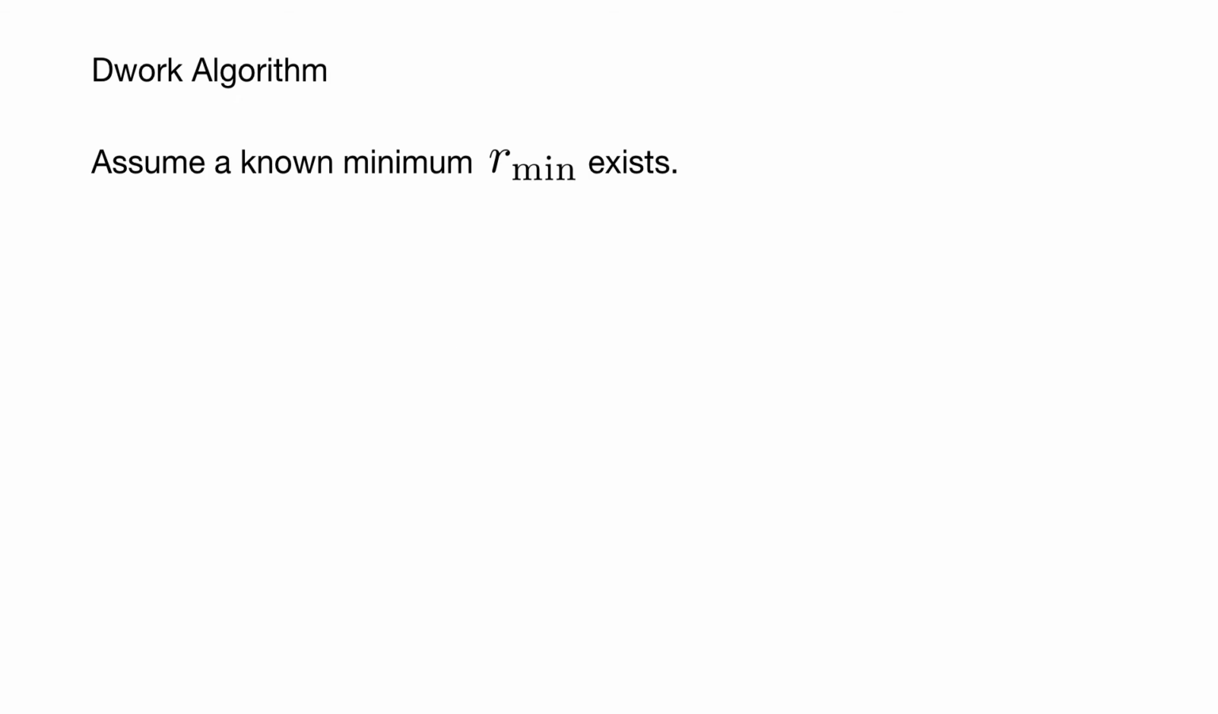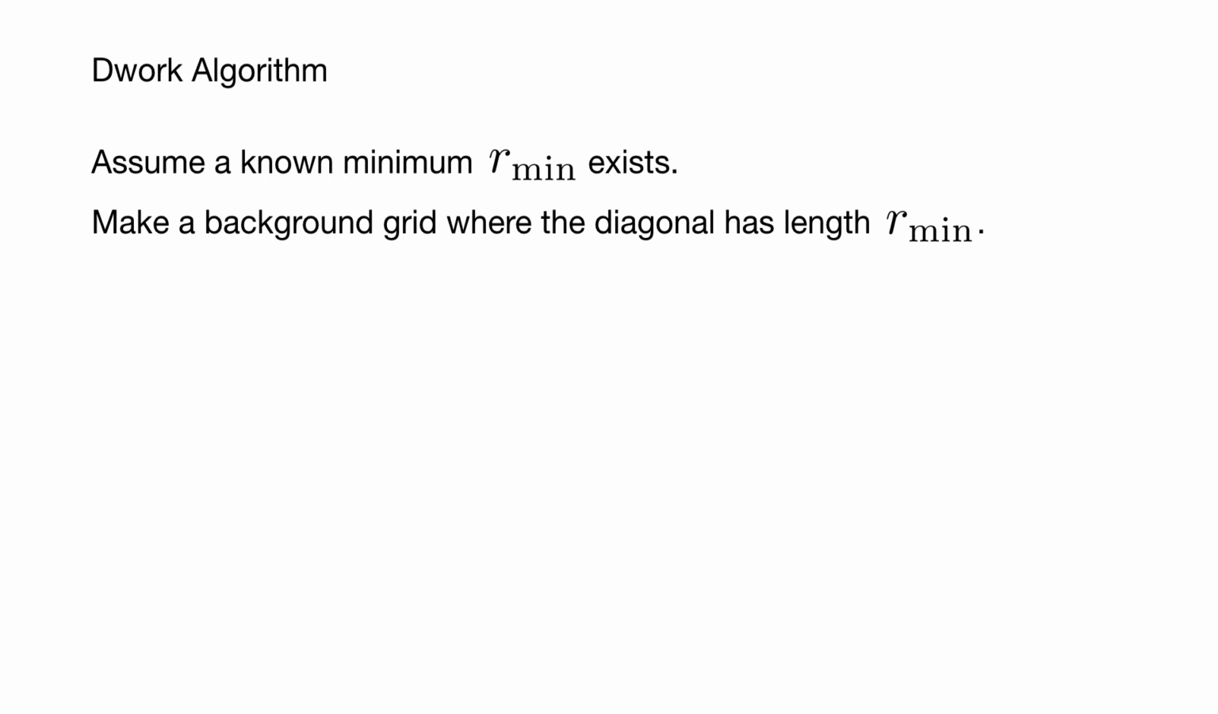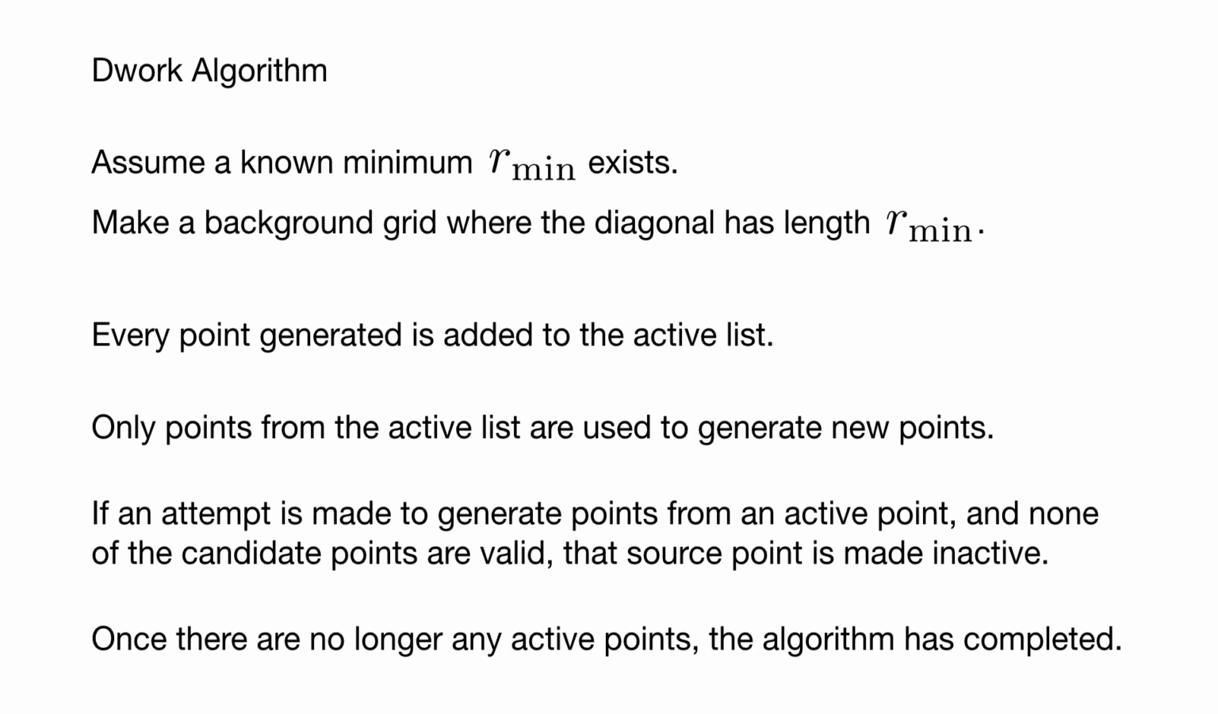We're going to assume that a minimum parameter value is known, and we're going to make a background grid where the diagonal has the length of this minimum parameter. And like the Bridson algorithm, we're going to take advantage of this active list. So in this simple example, I've divided my region of interest into 2 sections. To the left of this vertical line, the Poisson disk parameter is r over 2, and to the right, the Poisson disk parameter is r.